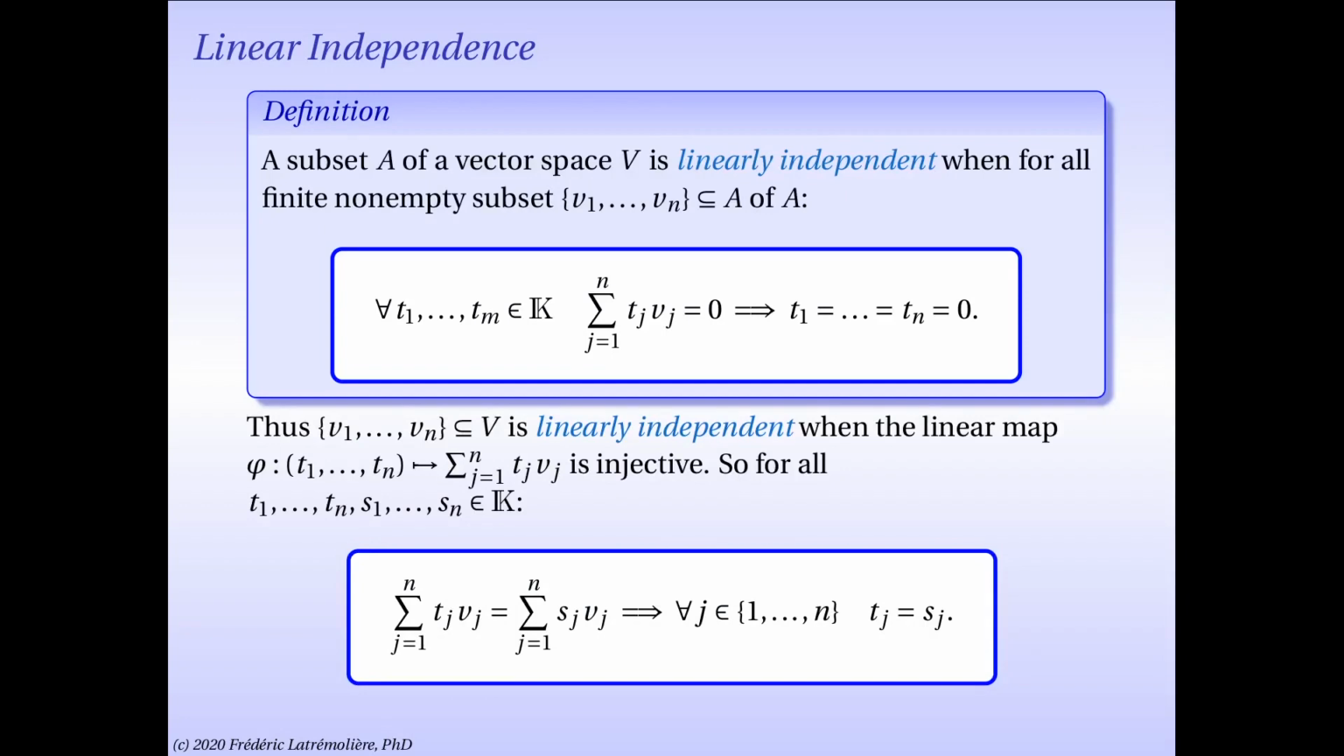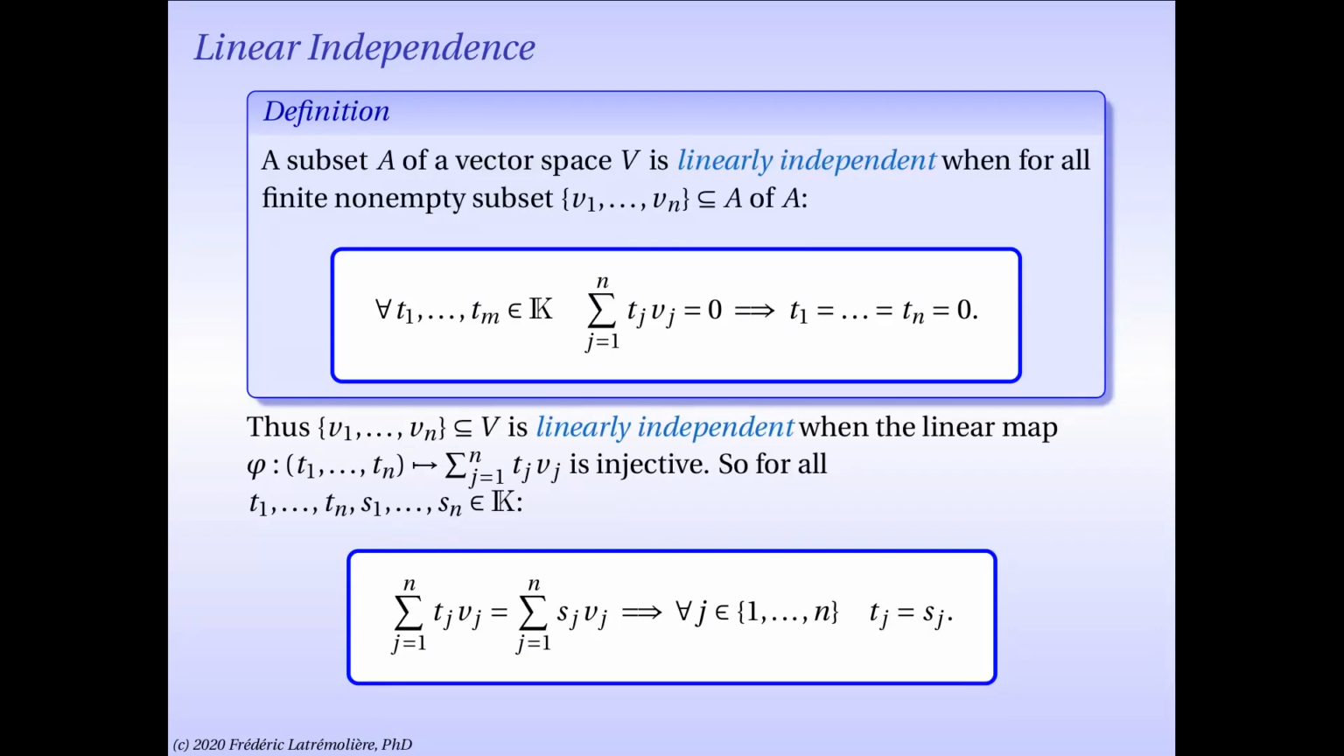If you take a finite subset of a vector space, v1, v2, etc., vn, this finite subset is linearly independent when the linear map, which to n scalars t1, t2, etc., tn maps the linear combination t1 v1 plus t2 v2, etc., plus tn vn, is injective.